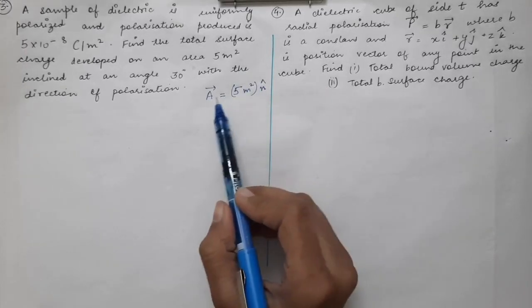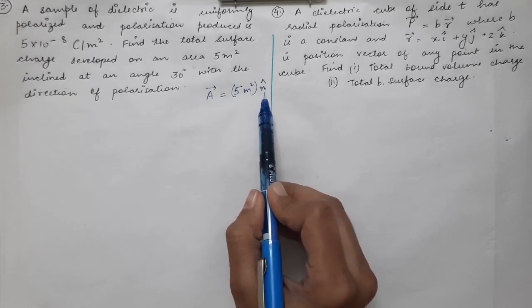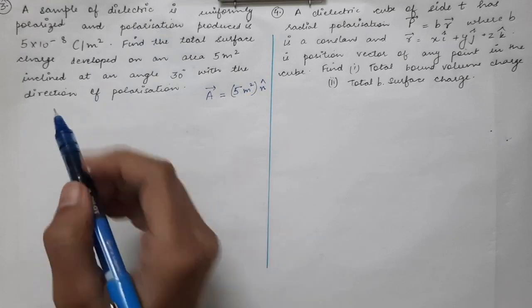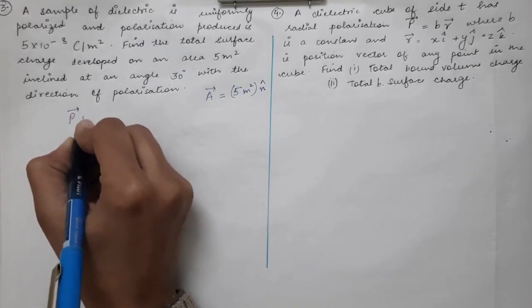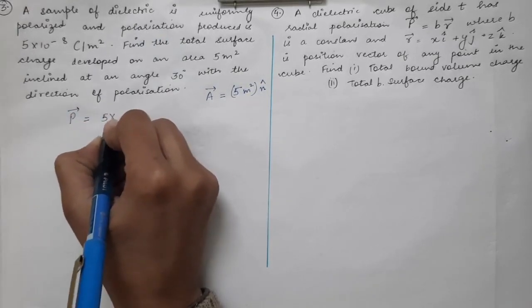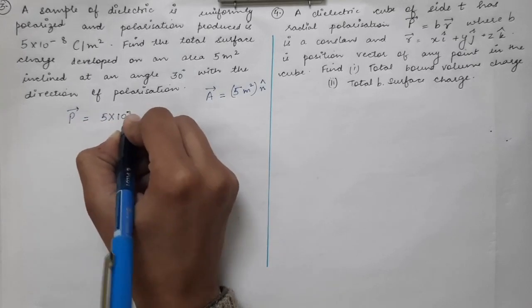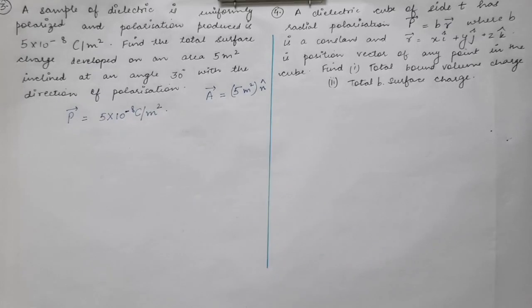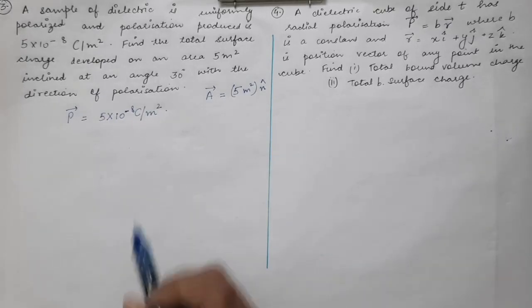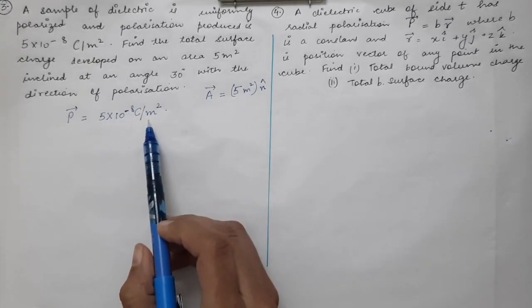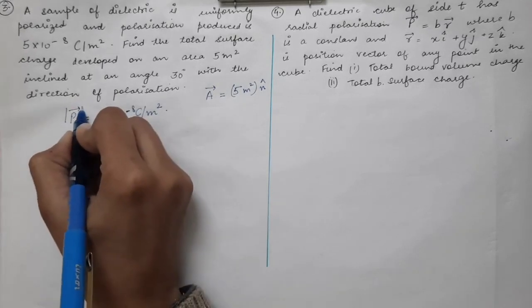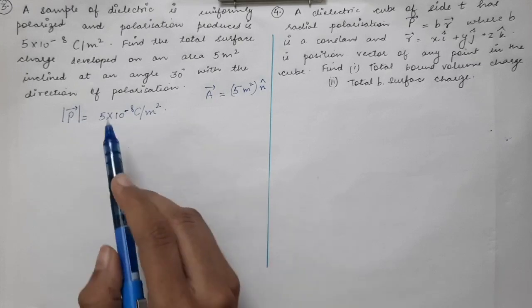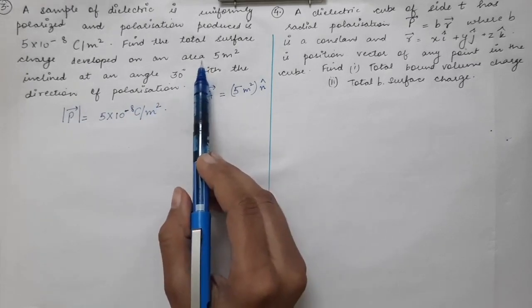The direction of the area vector is given by n cap. So this is any random direction we are taking, and we are given the polarization which is produced, given by 5 into 10 power minus 8 coulomb per meter square. So this is the polarization which we are given. This is just the magnitude.